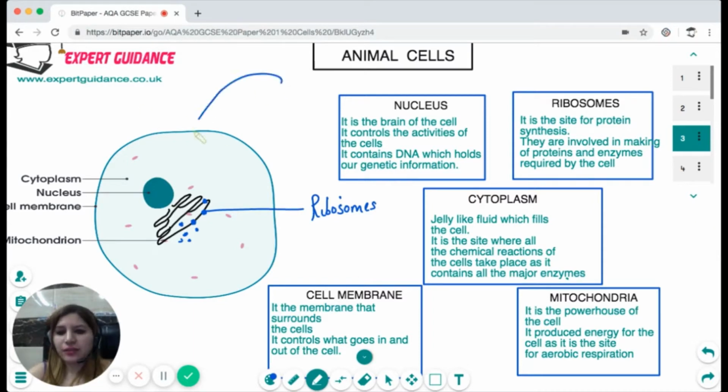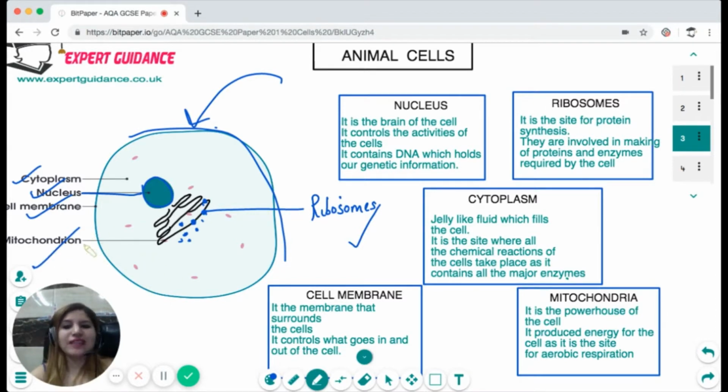Now the diagram here shows you the animal cell, and you can see there's a round big nucleus. The jelly-like fluid that fills the cell is the cytoplasm. The outer layer that surrounds the cell is the cell membrane. And then on these structures and freely, you have ribosomes. And then you have these pink structures called the mitochondria. Now, you should know these names and the functions of each, as these are found both in plant and animal cells.